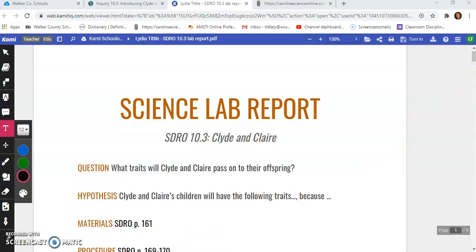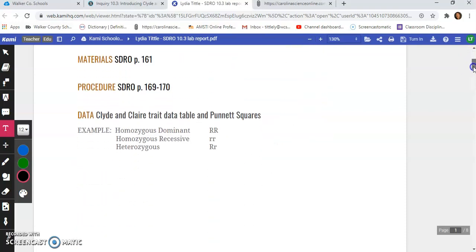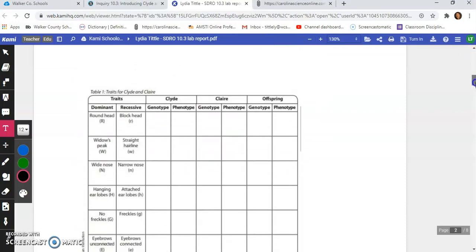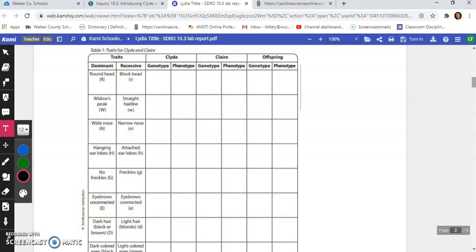So let's take a look at some of the traits we're going to be looking at. The traits you have to pick from are, will their head be round or a block head shape? Will they have a widow's peak or straight hairline? Will they have a wide nose or narrow nose? Will they have hanging earlobes or attached earlobes? Will they have no freckles or freckles? Will they have unconnected eyebrows or will they have connected eyebrows, which would be a unibrow?